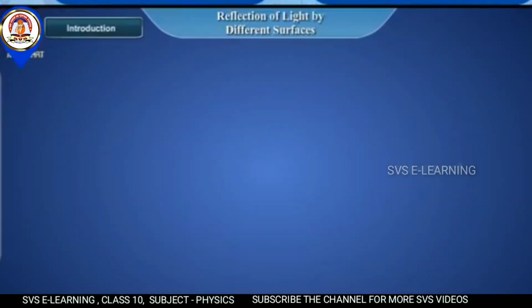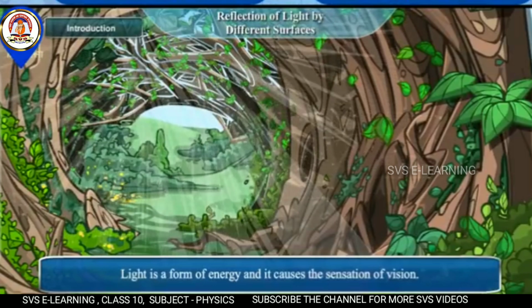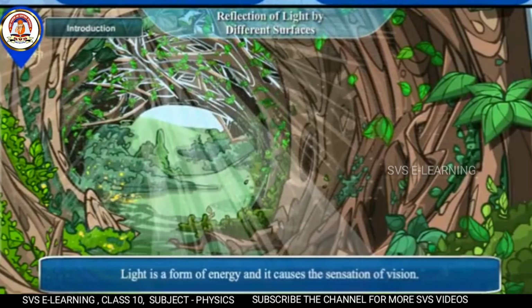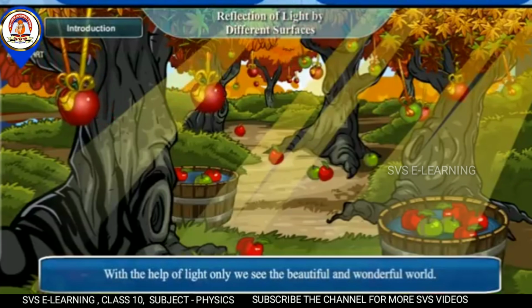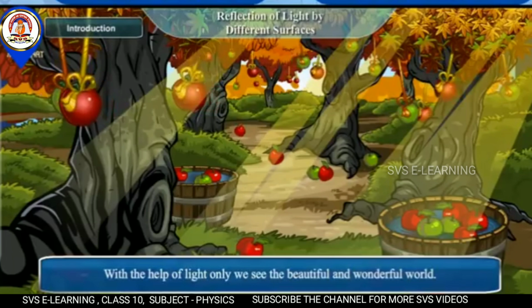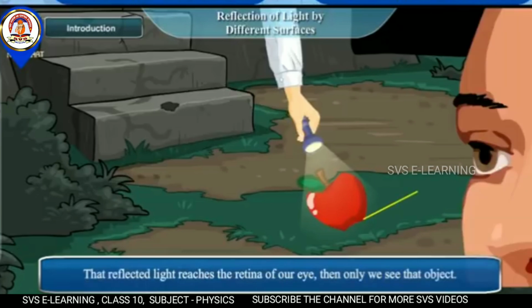Introduction. Light is a form of energy and it causes the sensation of vision. With the help of light only, we see the beautiful and wonderful world. When light falls on any object, that object reflects the light. That reflected light reaches the retina of our eyes. Then only we see the objects.